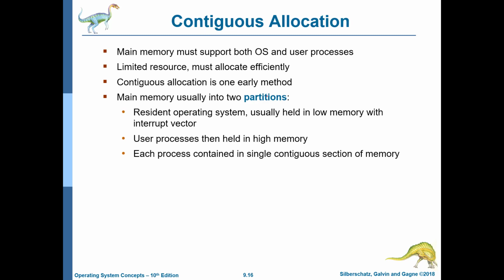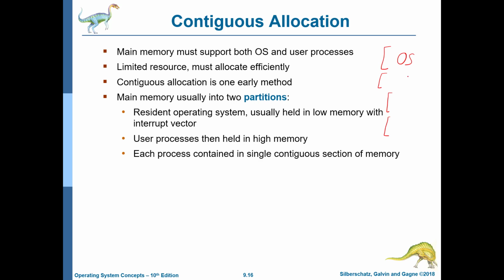If we are talking of contiguous allocation, the main memory has to support both the OS and user processes. Since the main memory is a limited resource, it needs to be allocated efficiently. What is normally done in such contiguous allocations with this base and limit register idea is that we just partition the main memory.